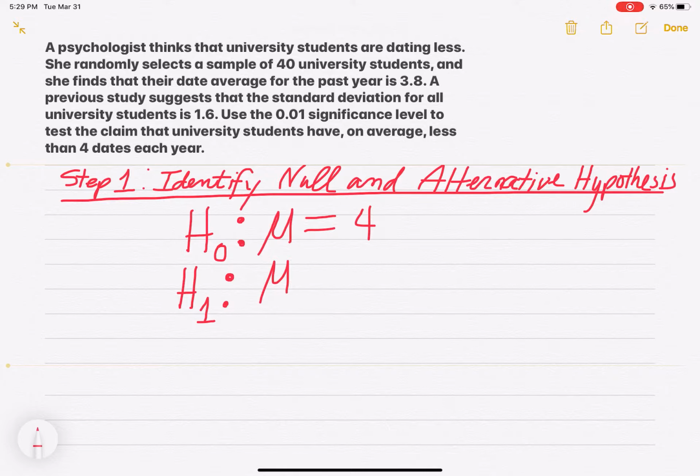Now, the claim is that the average is less than 4. So for the alternative, remember, you do not involve equality, right? You either have a less than, you have a greater than, or you have a not equal to. Since we're talking about less than in the claim, we're going to use a less than symbol. So we're saying on average, less than 4 dates per year, right? So the average is less than 4, that's the claim. So actually, this is the claim that we're testing, right? The average is less than 4. Okay, so that's step 1.